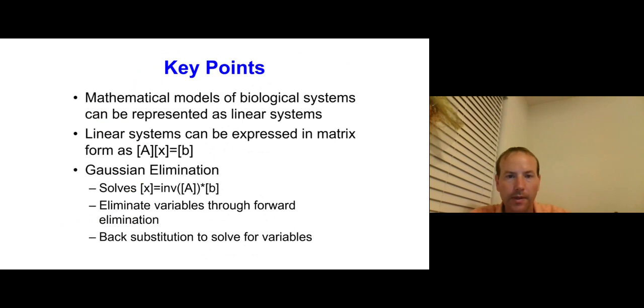Okay, so the key points from today's lesson are that mathematical models of biological systems can be represented as linear systems, and that we can express these linear systems in matrix form, often with something like AX equals B. And finally, we've been focusing today on Gaussian elimination, a method for solving for the unknowns in a linear system. The basic idea is that we eliminate variables through forward elimination, and then we use back substitution to solve for the unknown variables.